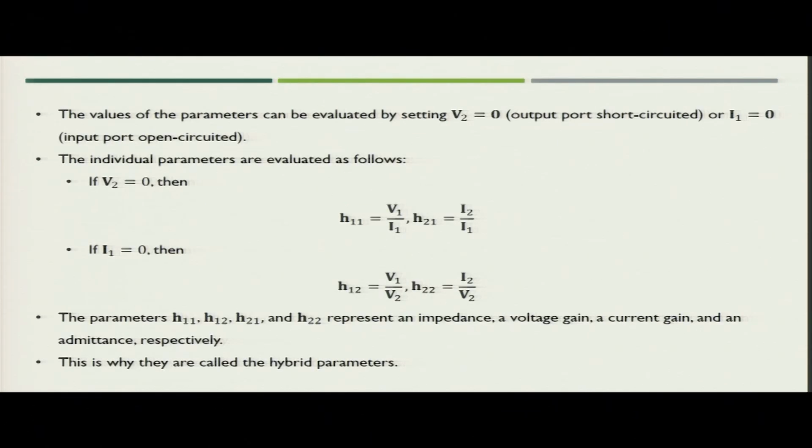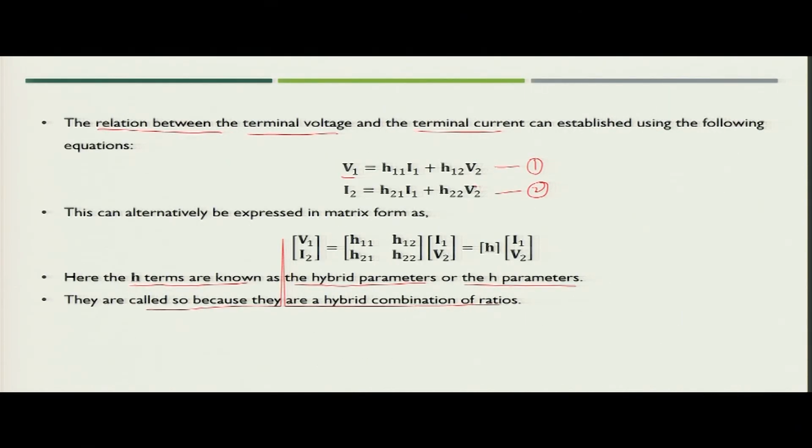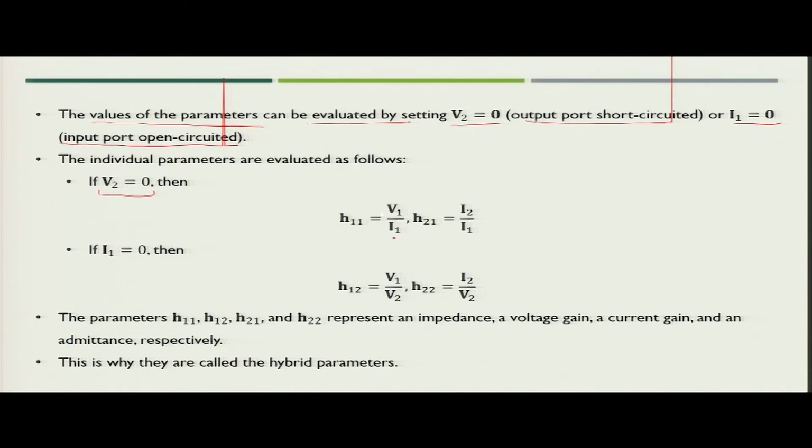Now, how will you find the H parameters? The values of the parameters can be evaluated by setting V2 equal to 0, that means you set the output port short circuit, or I1 equal to 0, that is the input port open circuit. Let us take the first case in which we set V2 equal to 0, that means the output port is short circuited. If you set V2 equal to 0 in these two equations, H11 will be V1 upon I1 and H21 will be I2 upon I1.